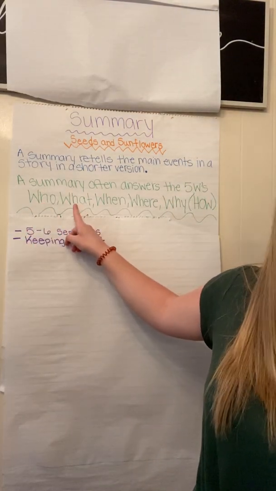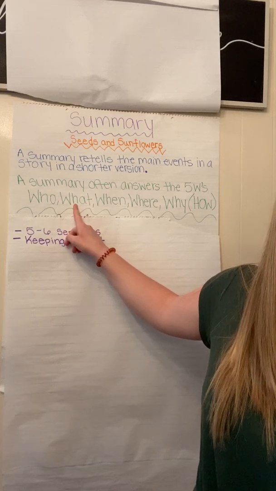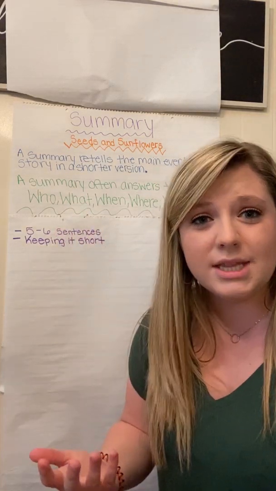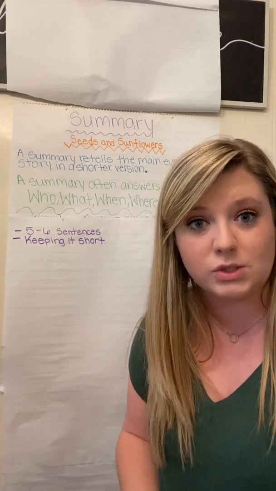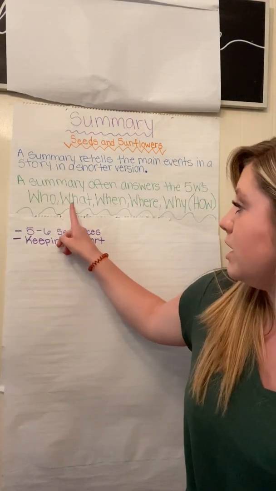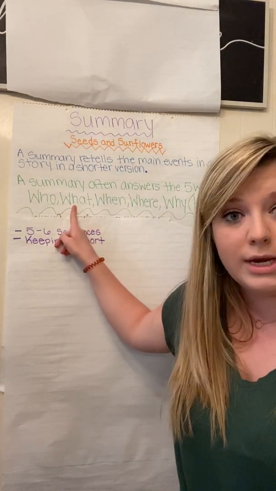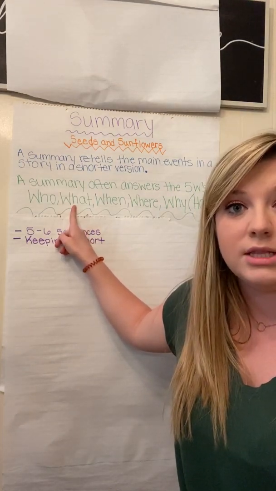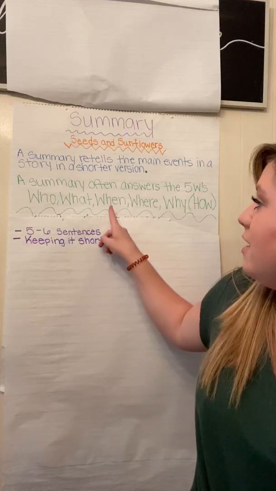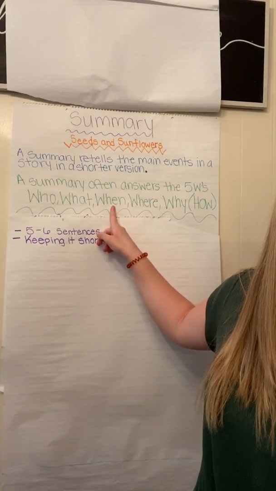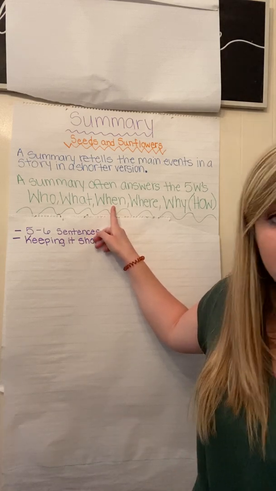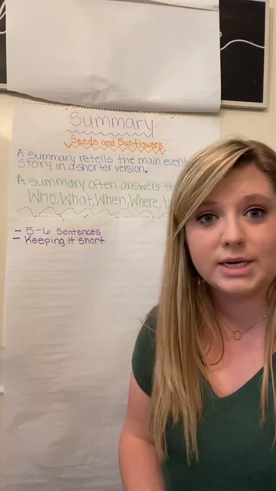Okay, our what. When we're talking about our what, we want to talk about what the character wanted in the story, or what the problem was in the story. Okay, so we want to make sure we include what the character wanted or what the problem was in the story. Okay, when we do the when, we want to make sure we say when the story took place. So when did the story take place?